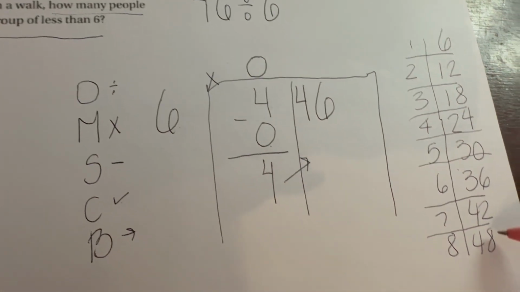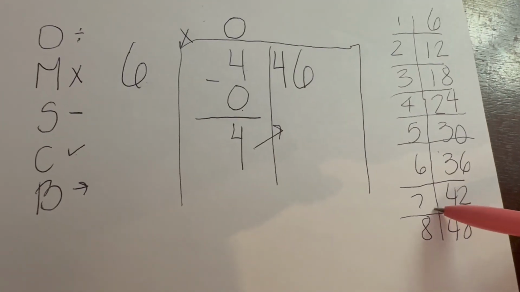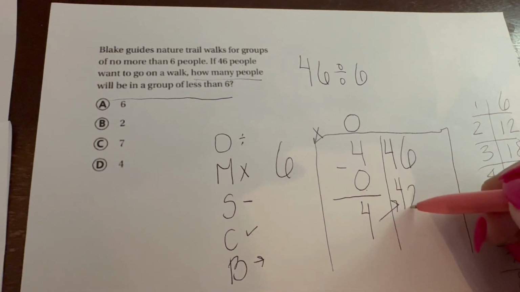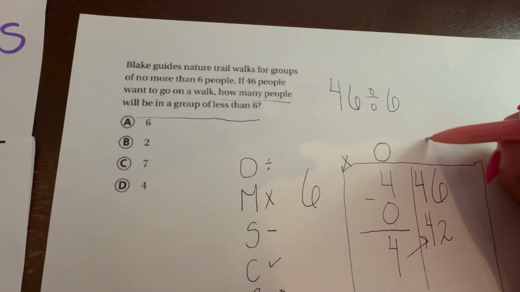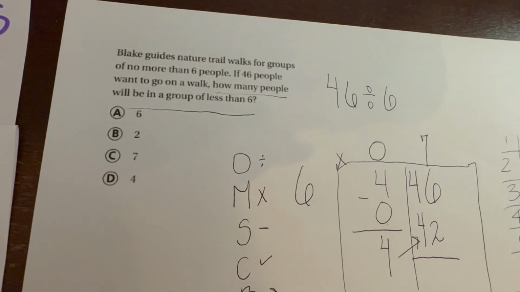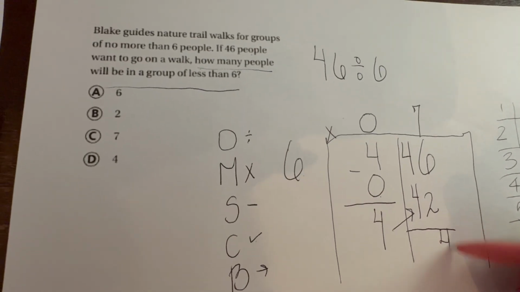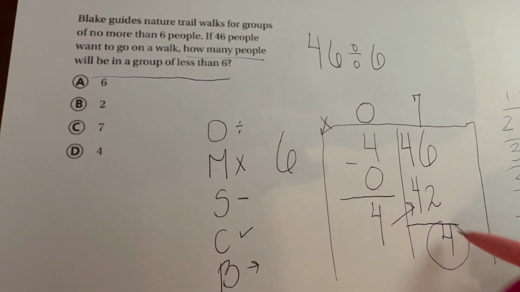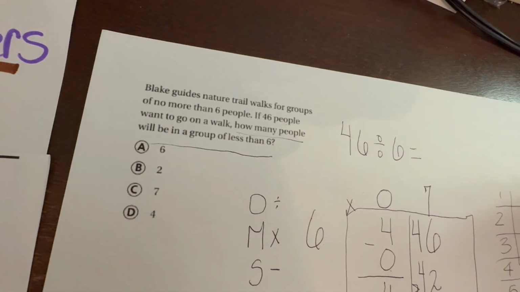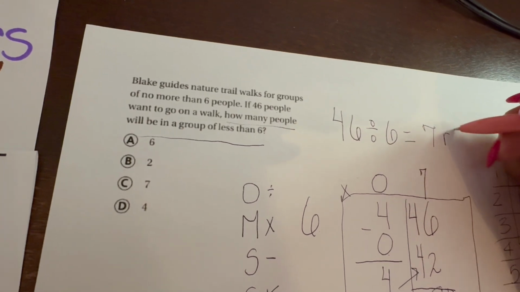46. We don't have 46. We have to use the closest one without going over, which would be 7. 7 times 6 is 42. 42 goes here, and the 7 goes here, sorry. Okay, and then we subtract. 6 minus 2 is 4. This is your remainder, what's left over. So the answer to 46 divided by 6 is 7, remainder 4.